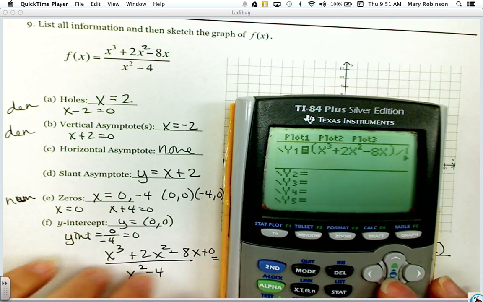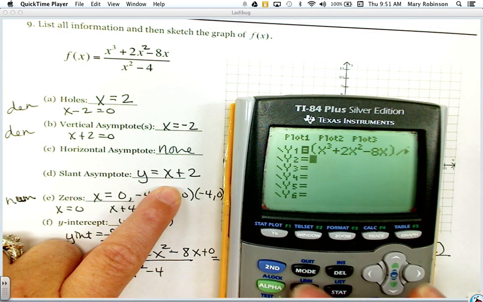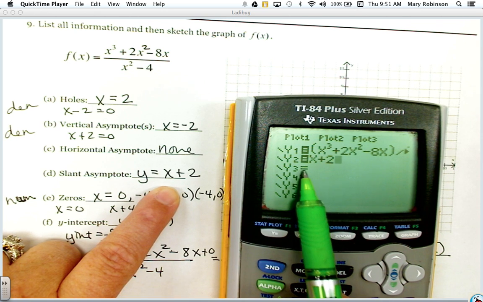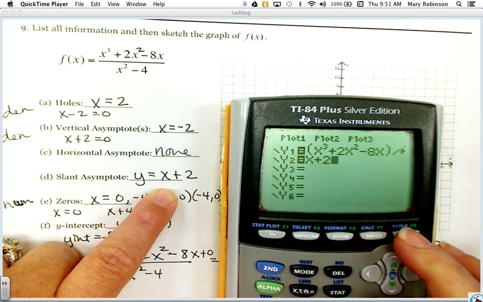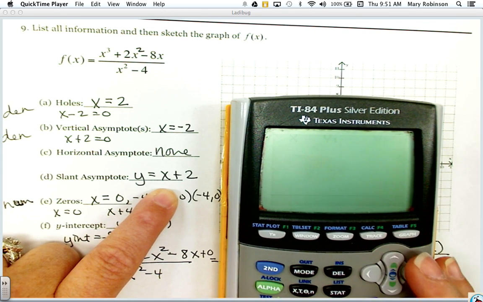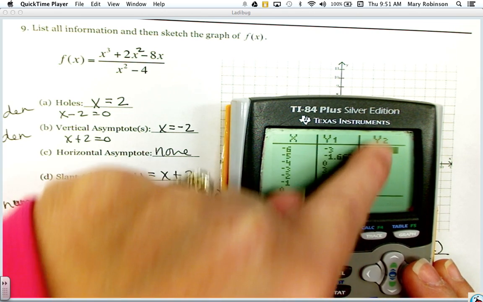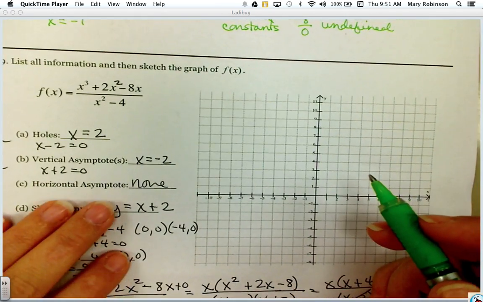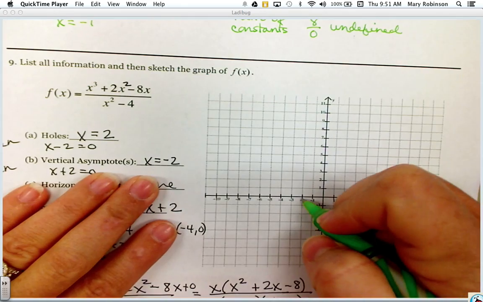Now, if you forgot how to graph x plus 2 for your slant asymptote, which you must do, remember that this means you have a y-intercept of 2 and a slope of 1, so you go up 1 over 1. But if you had to, you could graph it and get ordered pairs from your table looking over here at your y2s. So to get started, I'm going to put in our vertical asymptote at negative 2.